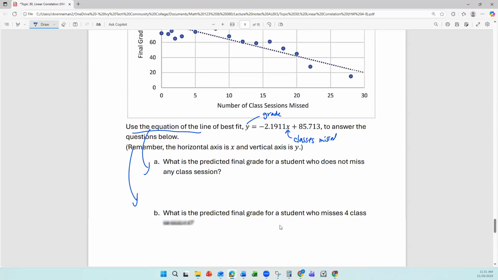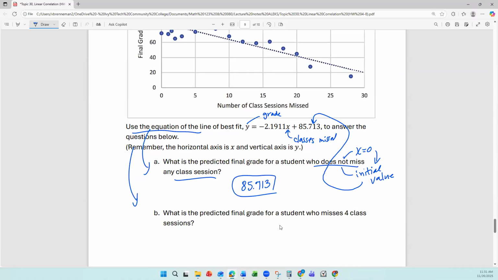So what's the predicted final grade for a student who does not miss any class session? Not missing any class session would be x equals 0. That would also mean it's the initial value, which is the 85.713. No calculations necessary, but if you were going to calculate, you could plug in 0 for x. We're not doing any rounding here. If it didn't specify, then keep all digits.